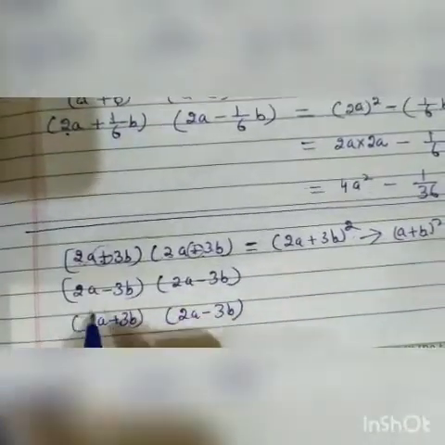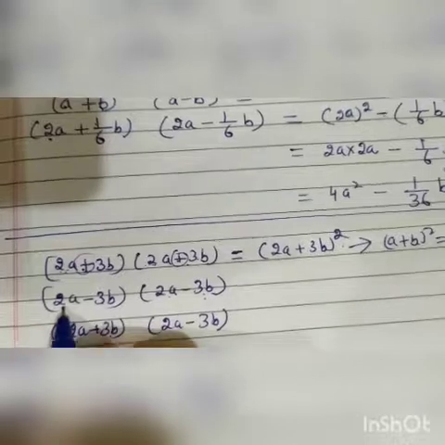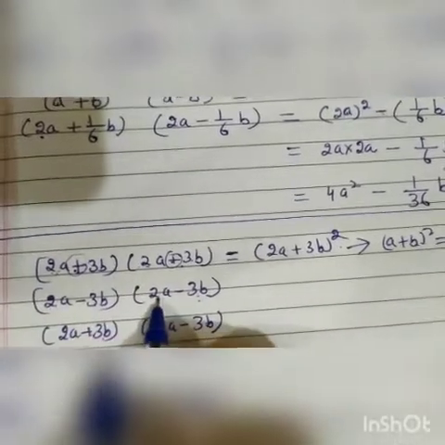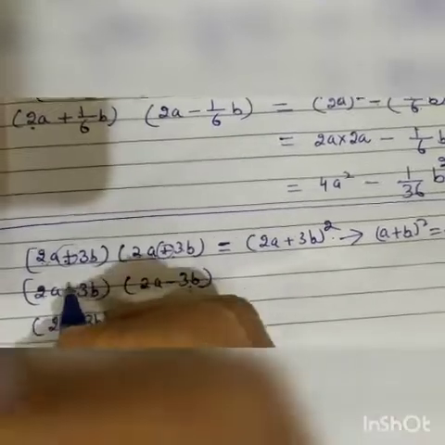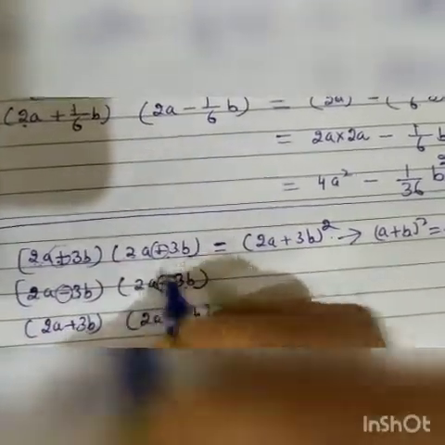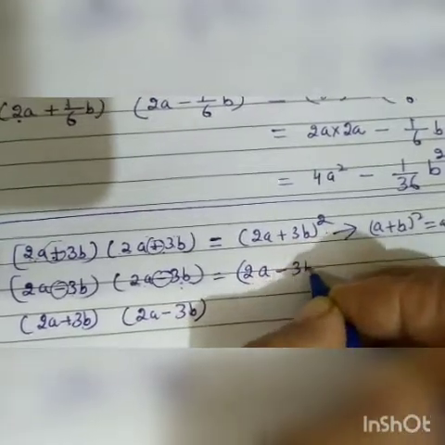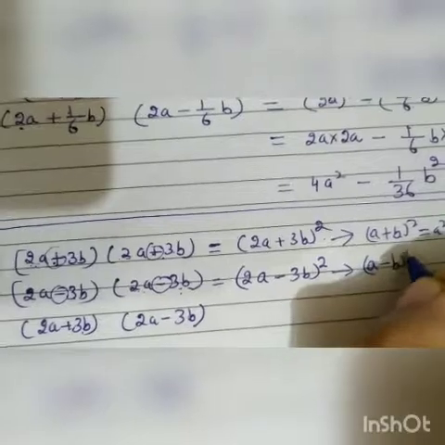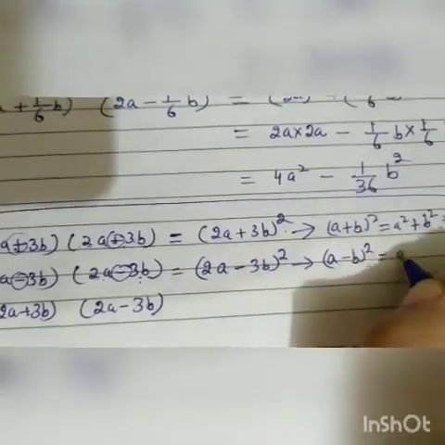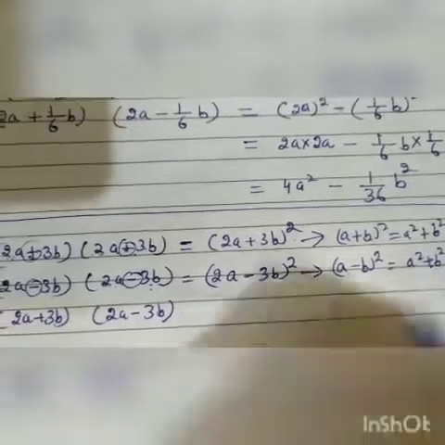Now here see, 2a minus 3b, 2a minus 3b. Again, in both the brackets both the terms are same, 2a and 2a, minus 3b and minus 3b. Both signs are minus. Then it means (2a minus 3b) whole square. And we will use here (a minus b) whole square, the second identity. It's equal to a square plus b square minus 2ab.